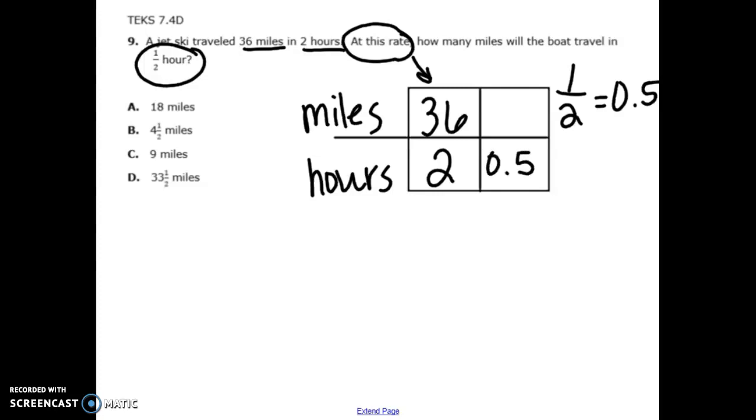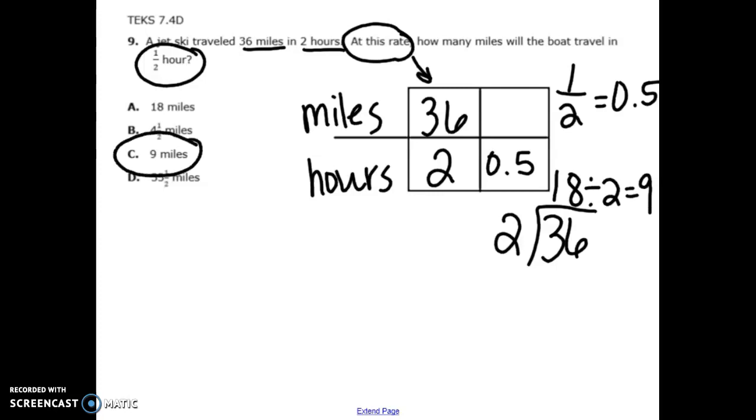So we need to figure out what's half of 36. So we'll do 36 divided by 2, which will give us 18. And then we have to divide that by 2. 18 divided by 2 equals 9. So the answer to our problem is 9. The reason that I divided by 2 is because dividing by 2 or multiplying by 1/2, they are equal to each other. It's the same thing.